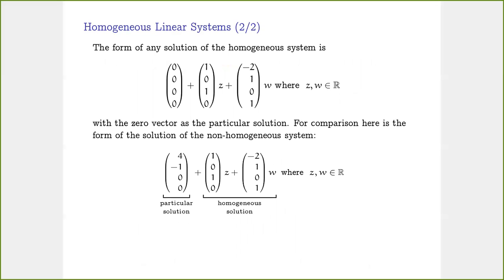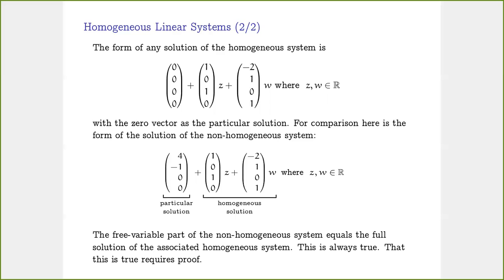That's why we call the two vectors in the non-homogeneous system the homogeneous solution, because the two vectors in the full solution solve completely the associated homogeneous system. Okay. This is always true. The free variable part of the non-homogeneous system equals the full solution of the associated homogeneous system.